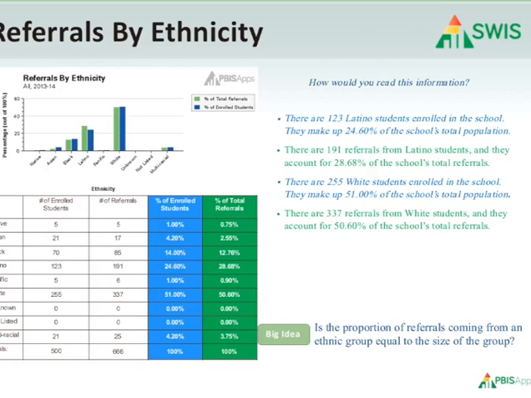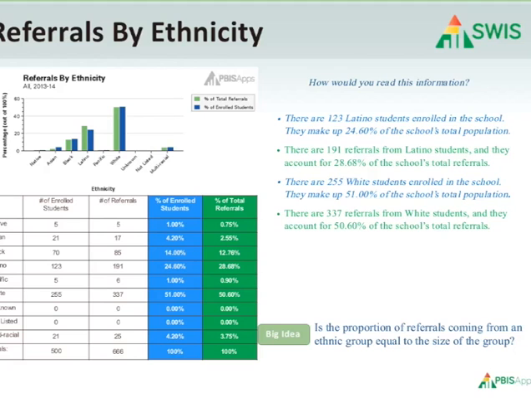In comparison, we can take a look at there are 225 white students enrolled in the school, and they make up 51% of the school's total population. With 337 referrals from the white students, it accounts for 50.6% of the school's total referrals.